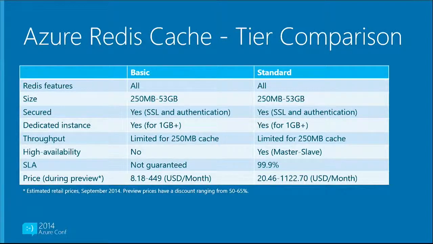For selecting different sizes of cache, you have that option both in basic and in standard, starting from 250 megabytes, which might be okay for your dev environment and test environment. But for production, you might need more than that, so you can scale to 1 gigabyte, 5 gigabytes, up to currently 53 gigabytes of cache. Now, of course, the more cache you need, the more you will pay.